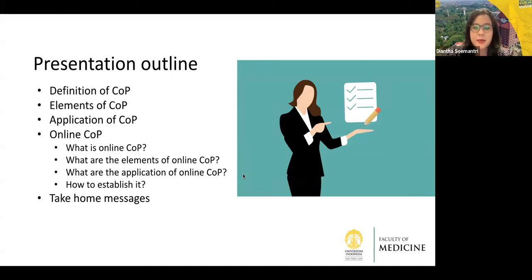discuss in more depth the online COP because currently our mode of communication is particularly significantly online. So we're going to discuss what is the online COP, what are the elements of online COP and the application as well. And then we're going to discuss also about how to establish the online COP. And I will close my presentation with several take-home messages.